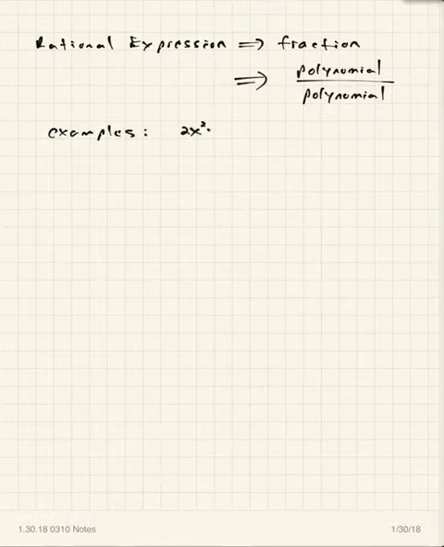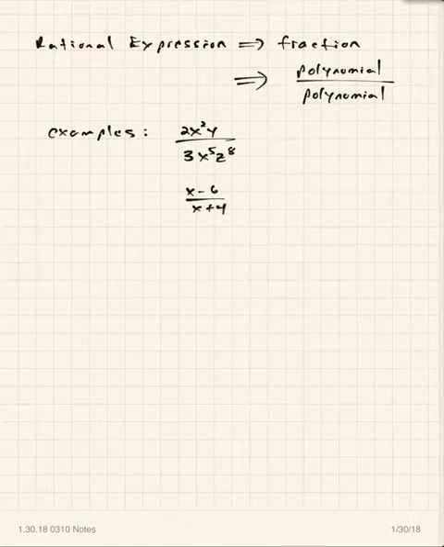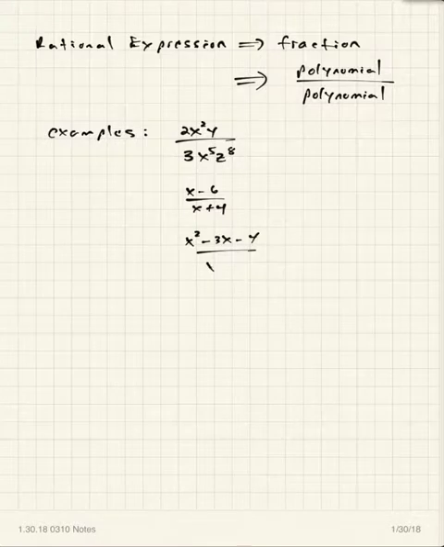So 2x squared y over 3x to the fifth z to the eighth, right, would be an example of a rational expression where the numerator has just one term, so that's a monomial, and the denominator just has one term. It's a monomial. But it is a polynomial divided by a polynomial. X minus 6 over x plus 4 is an example of a rational expression, right? It's a binomial divided by a binomial in this case, but still a polynomial in the numerator and a polynomial in the denominator. X squared minus 3x minus 4 over x cubed minus 8, right, would be an example of a rational expression. A second degree polynomial, a trinomial in the numerator, and a third degree polynomial, a binomial in the denominator there.